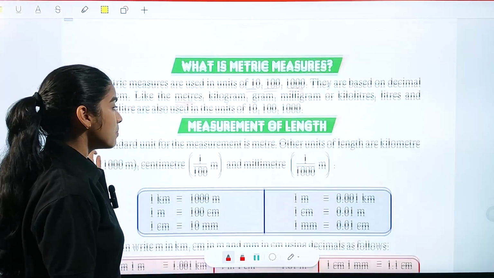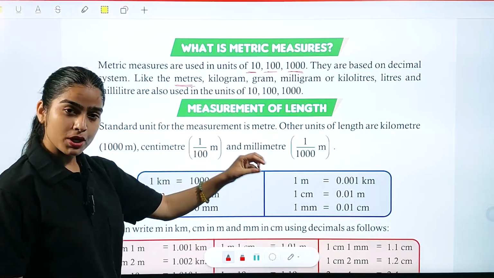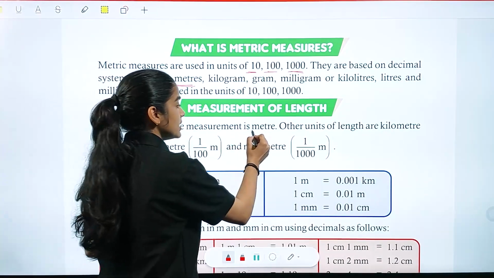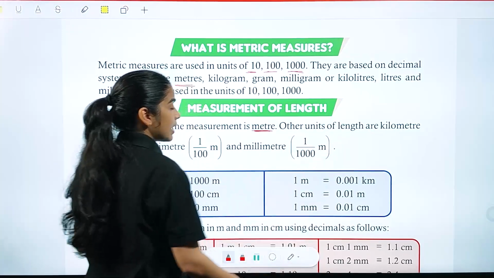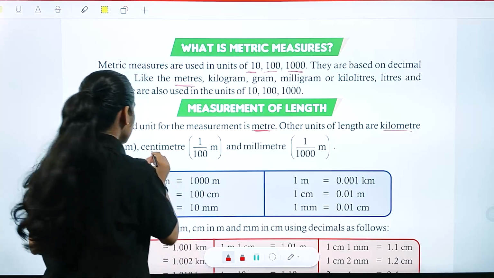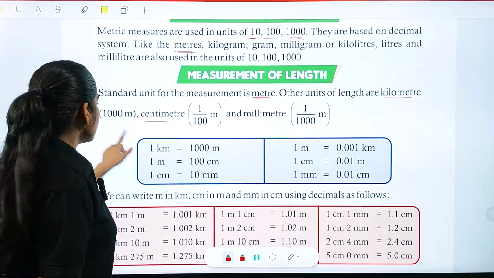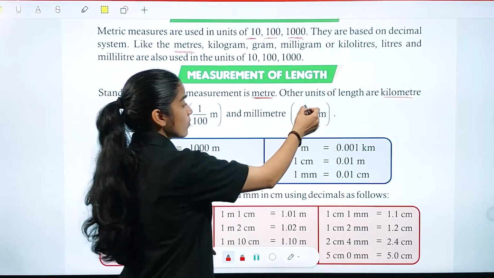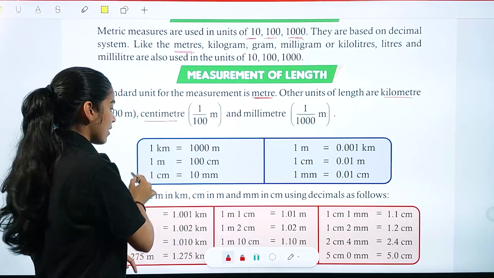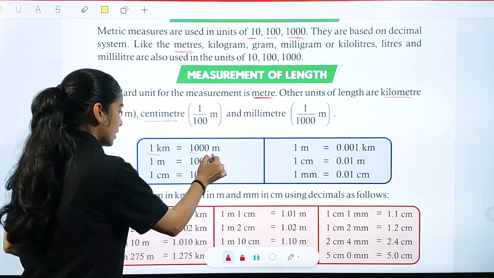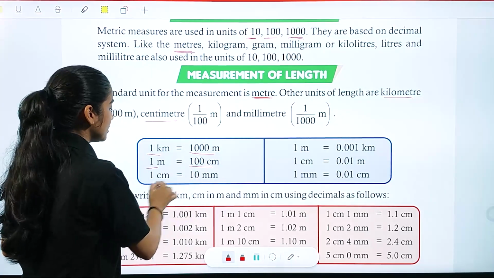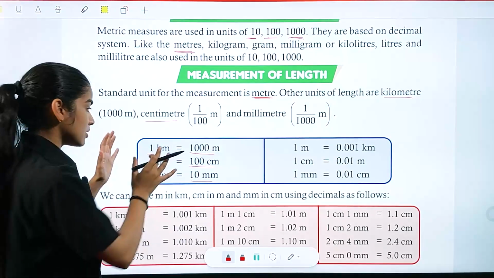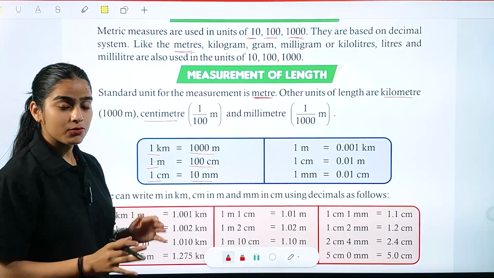Let's understand here. Measurement of length. Whenever we have to measure something in length, what things do we have to keep in mind? The standard unit for the measurement of length is the meter. Other units of length are kilometers and centimeters. Kilometer means 1000 meter, centimeter means 1 by 100 meter, and millimeter means 1 by 1000 meter. So here you have your conversion. 1 kilometer is equal to 1000 meter, 1 meter is equal to 100 centimeter, 1 centimeter is equal to 10 millimeter. So students, you have to keep this conversion in your mind because it is very helpful for solving your further numericals.